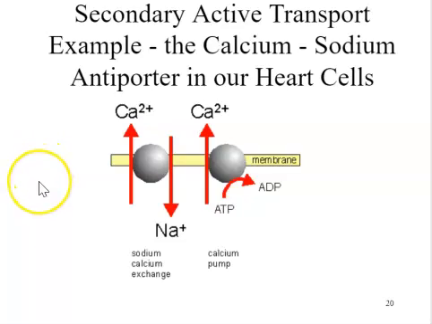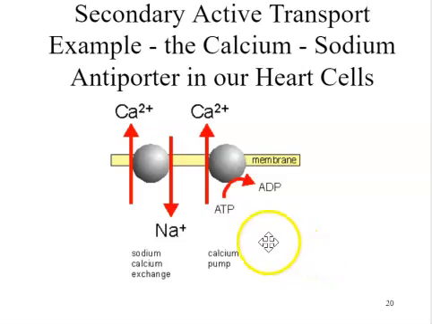A secondary active transport example is the calcium-sodium antiporter in our heart cells. This is an antiporter system. We're going to transport both calcium and sodium using the same protein. One's going out and one's coming in. And it's an active transport system because we're going to hydrolyze ATP, turning it into ADP. Every time this system works, part of it's an antiporter and part of it's a uniporter, by the way. I told you these systems are tricky, right?